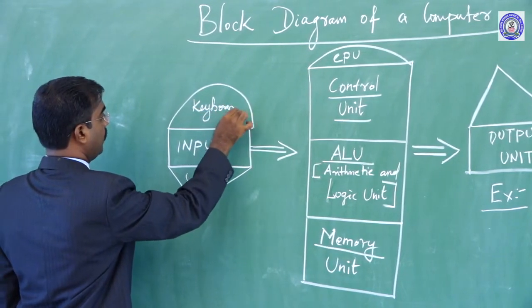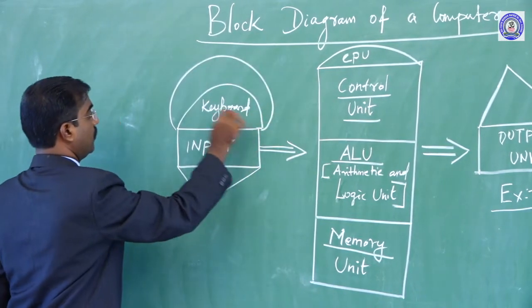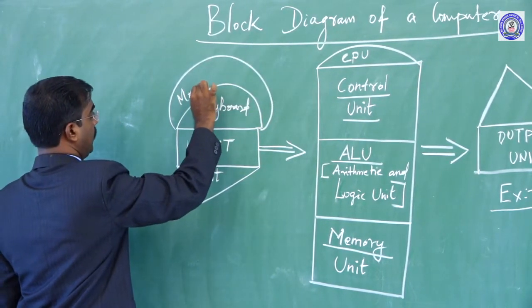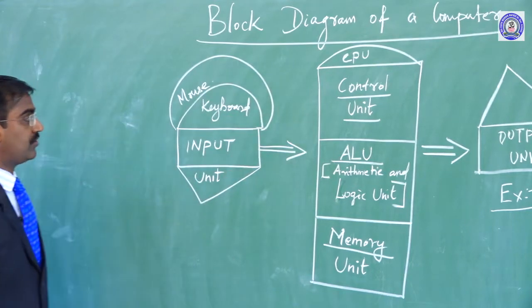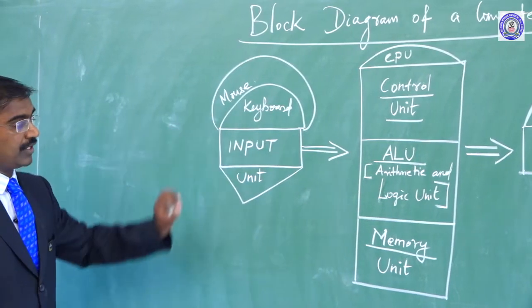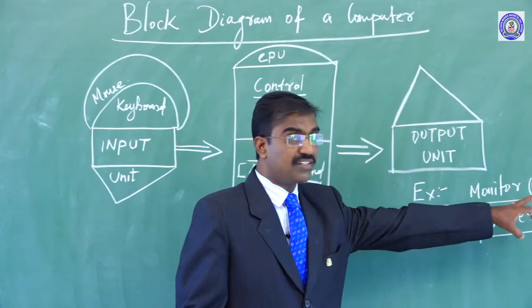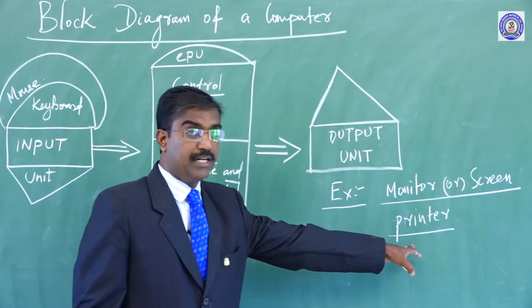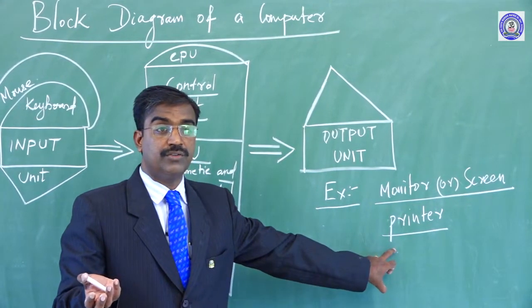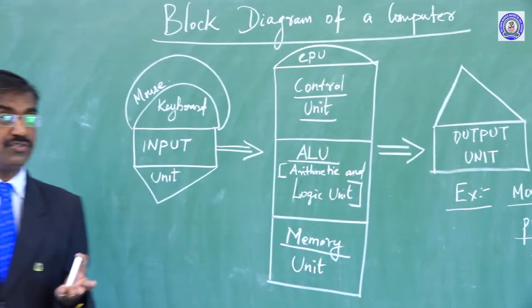Keyboard, and then mouse. Again I will tell you, keyboard and mouse and so on. These are examples for the input unit. In the output unit, the example is a monitor or a screen, or we take a printout hard copy, introducing the printer. Clear? I think you understand, my dear children.